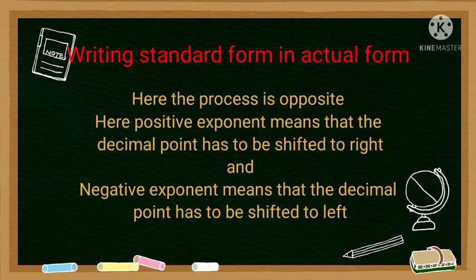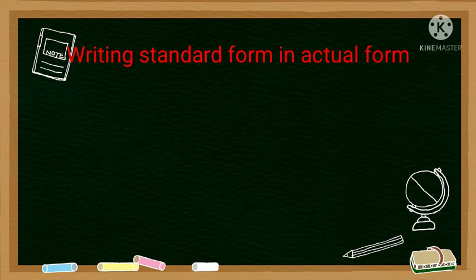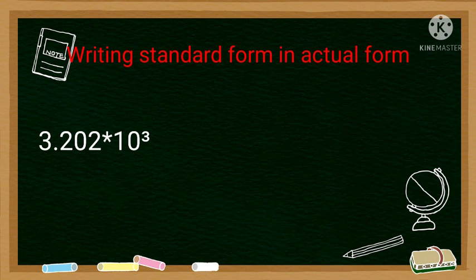Here a positive exponent means that the decimal point has to be shifted to the right, and a negative exponent states that the decimal point has to be shifted towards the left. For example, for the given number 3.202 into 10 to the power 3, we have to shift the decimal point 3 positions to the right. That is, we write 3.202 into 10 to the power 3 as 3202.0.